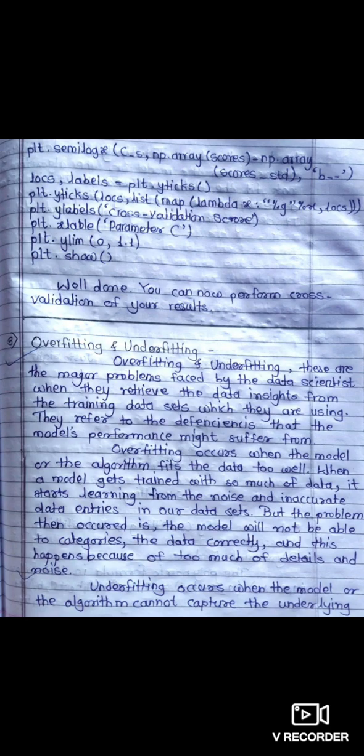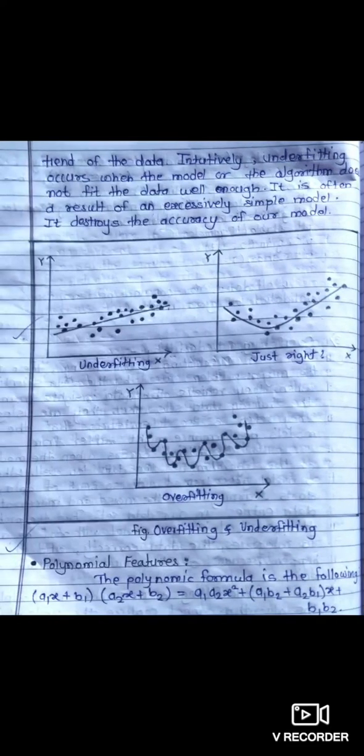Whereas underfitting occurs when the model or the algorithm cannot capture the underlying trends of the data. Initially, underfitting occurs when the data model or the algorithm does not fit the data well enough. Means there is not enough data to analyze. It is often a result of an excessively simple model. It destroys the accuracy of our model. Here is an example of underfitting, overfitting, and just right data.